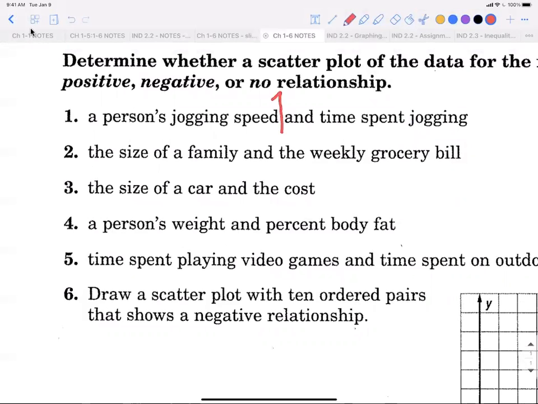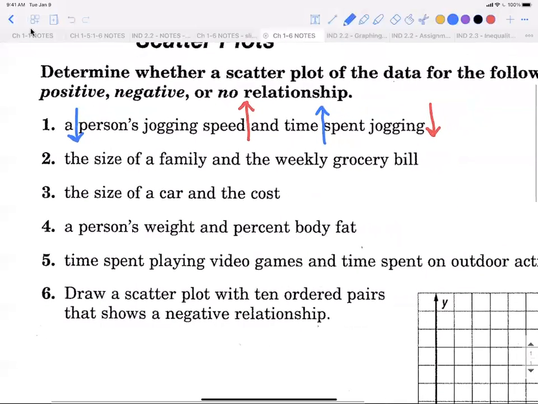Right. If they run faster, then they're going to get done sooner. So their time spent is going to go down. Likewise, right? Because remember I said it doesn't matter which way. What if somebody slows down a lot? Well, then they're going to be running a lot longer. So either way you think of it, slower or faster, their time is going to be inverse, right? Or opposite. So then that one would be what? Negative. Yeah.